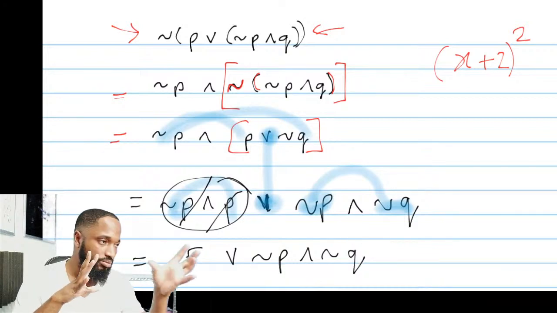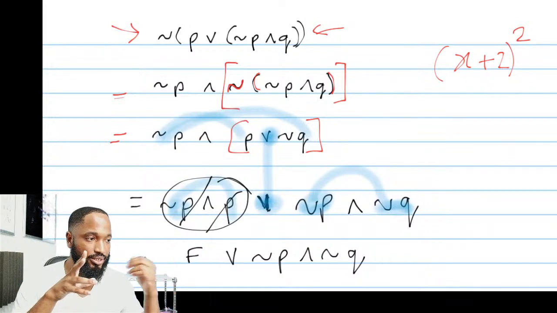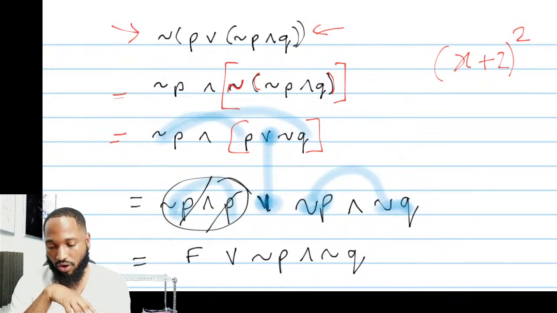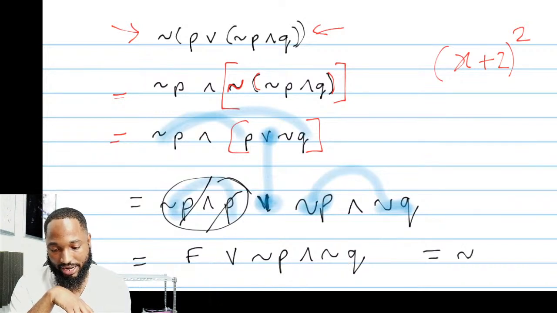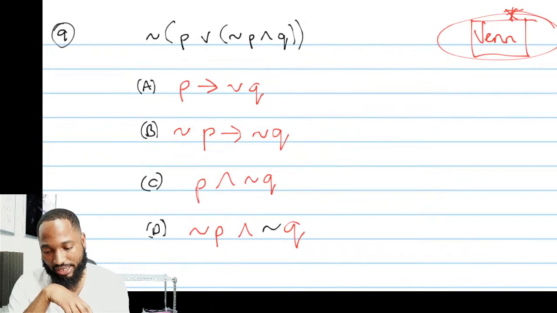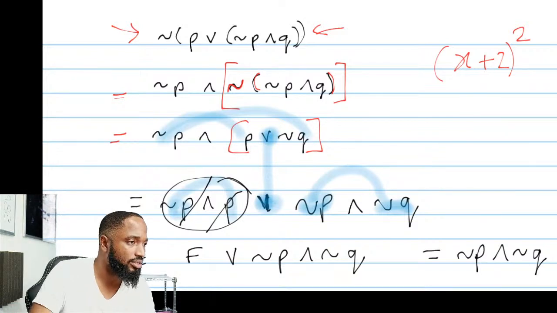False or P is P. P or false is P. So false or this big thing here will just be the big thing there. So the answer is D, but I did leave out that symbol in the beginning. Write in the chat if you understand that. If you have any specific questions, ask.